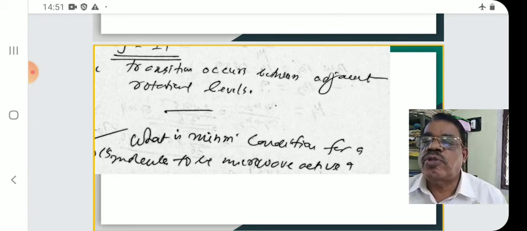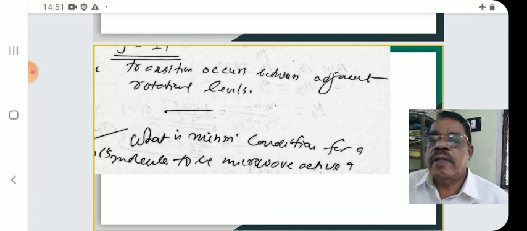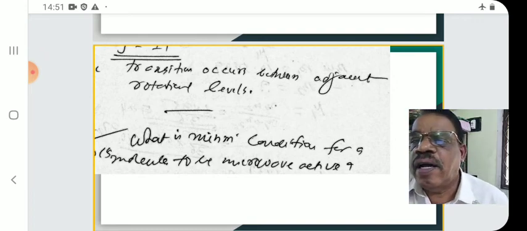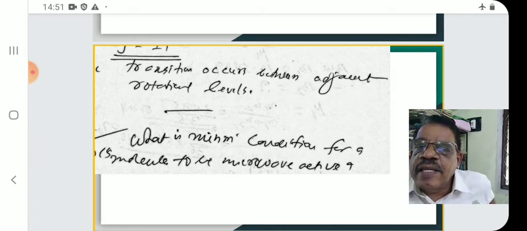Delta j equal to plus or minus 1. The meaning is the transition occurs between adjacent rotation levels.